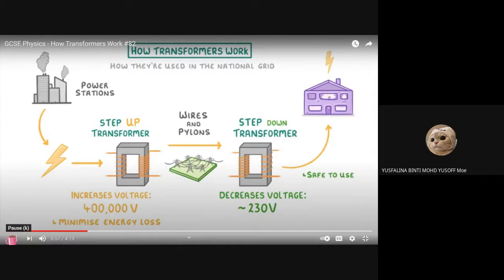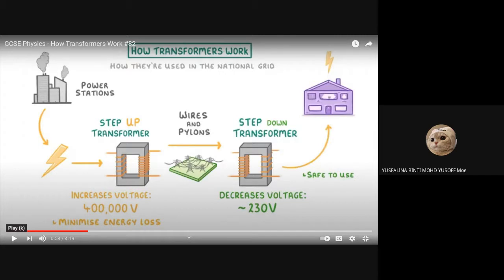So to sum up, you can see here the wires. After transmission, the power goes to a step-down transformer to decrease the voltage. So here it is 230 volts. Every country has a different voltage usage. Let's say in Malaysia it is 240, but in Japan I think it's 230 volts.